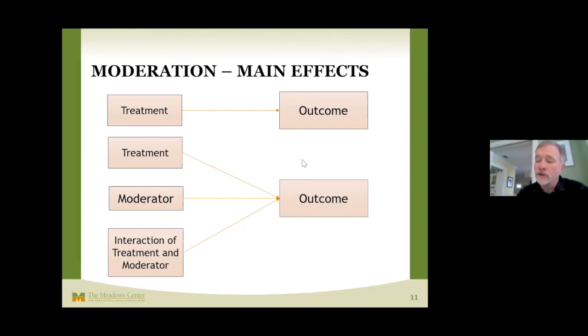When the interaction is not significant, the moderation model generally defaults to the model for main effects. So if the interaction isn't statistically significant, then really you are estimating main treatment effects.